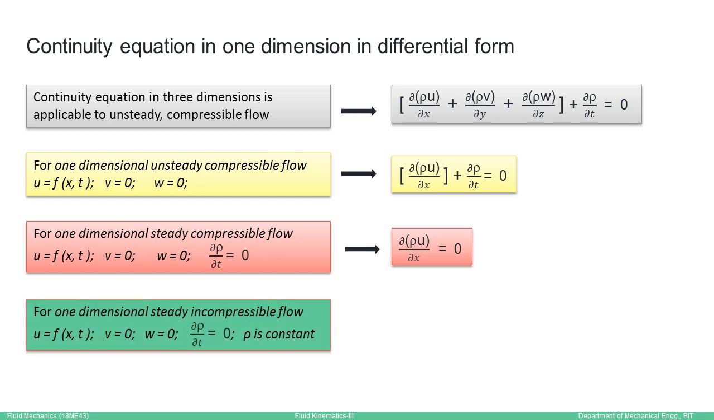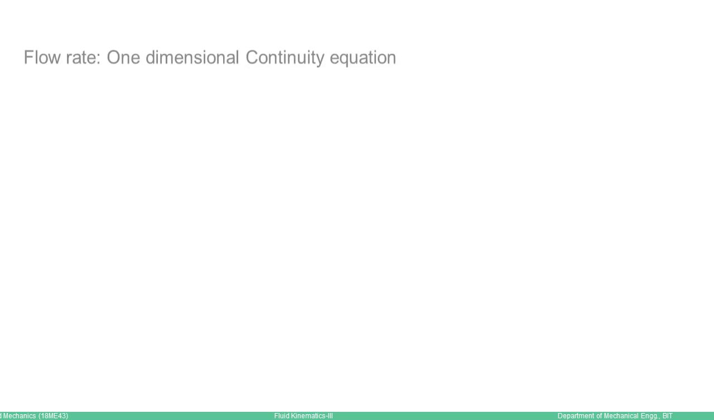And if you consider 1-dimensional flow to be steady and also incompressible, rho is constant, you can take out the rho. Since rho cannot be equal to 0, we have ∂u/∂x = 0. All these equations must be satisfied for a possible case of fluid flow. The 1-dimensional continuity equation gives us the expressions for flow rates.